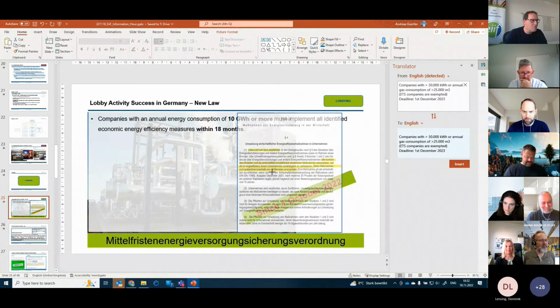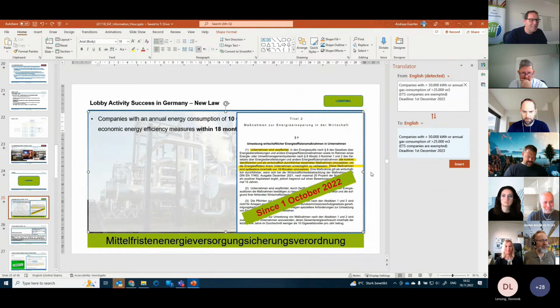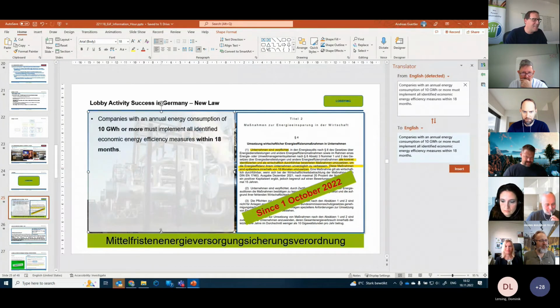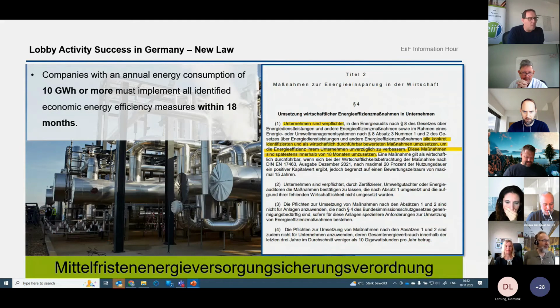So let me just quickly move, oh, that was wrong. Then we move it like this. In here that you get at least the English translation. So for companies above 10 gigawatt hours, since 1st October, anything that has been identified during an energy audit or an energy management, which has an attractive payback time of on average 2 years or less, has to be realized within the next 18 months.